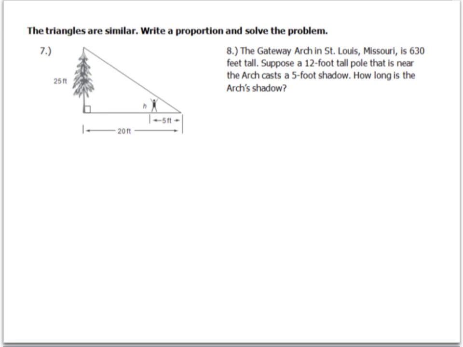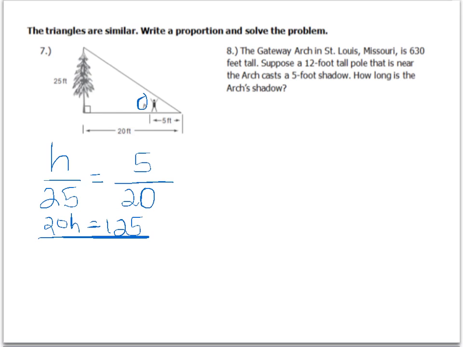For questions 7 and 8, the triangles are similar. We're going to write a proportion and solve the problem just like we did for 5 and 6. We're trying to find h, the height of this person, compared to the height of the tree. And we have the distance, or I'm guessing probably they're talking about a shadow. And so the shadow of the person compared to the shadow of the tree. So we have 20h equals 125. If we divide both sides by 20, we get h equals 6.25.